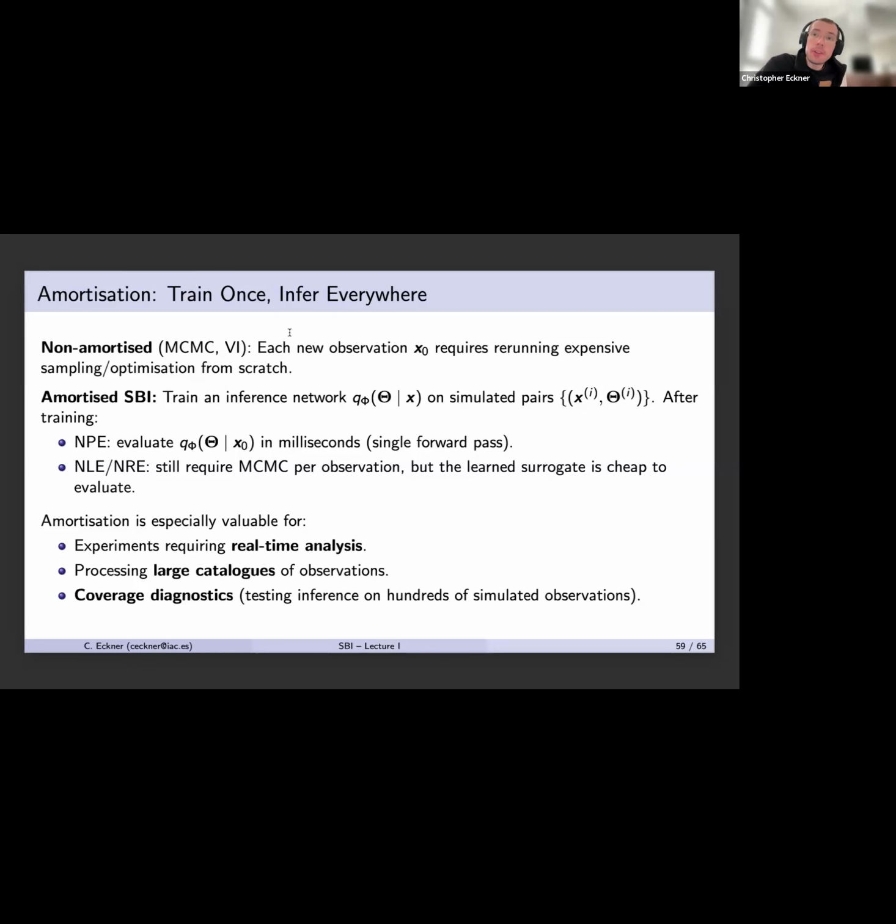And what it also allows you is to perform coverage statistics, which we'll talk about in the next lecture next week, which is a way to make sure that what you are doing there in terms of posteriors is what you want and that it fulfills some quality criteria.